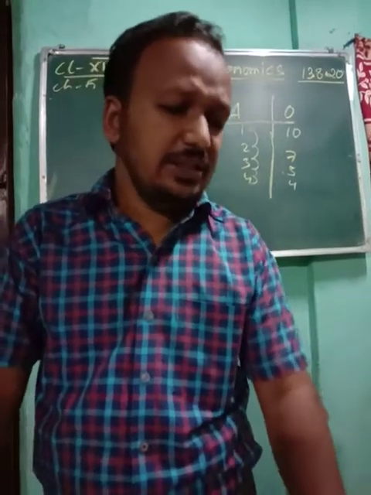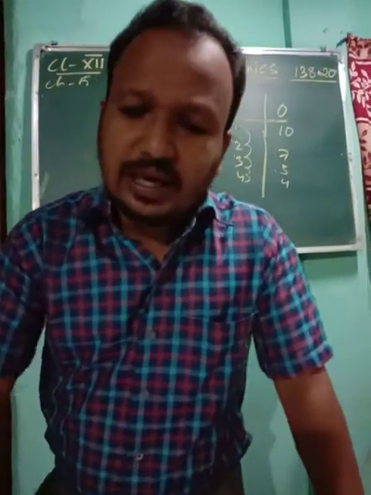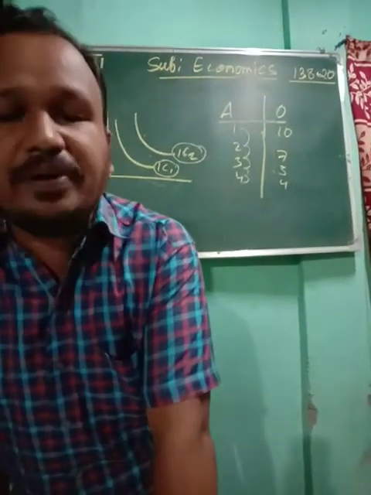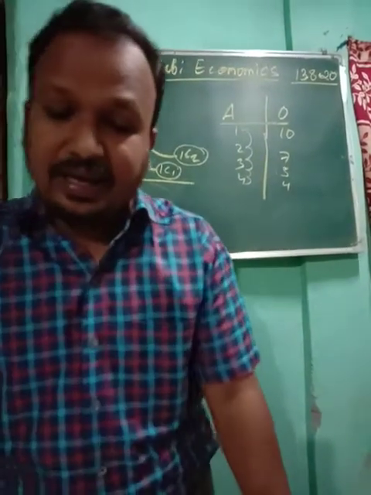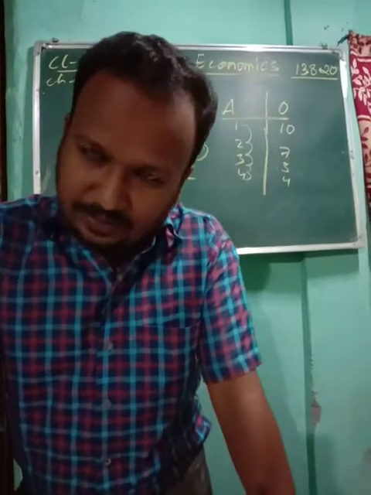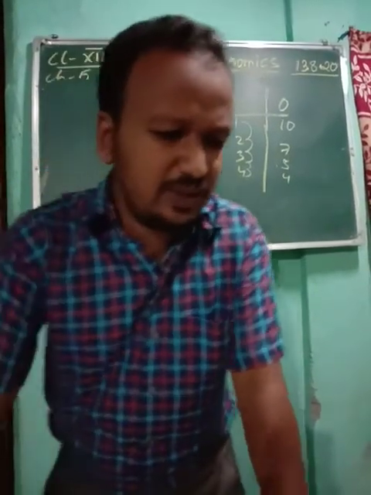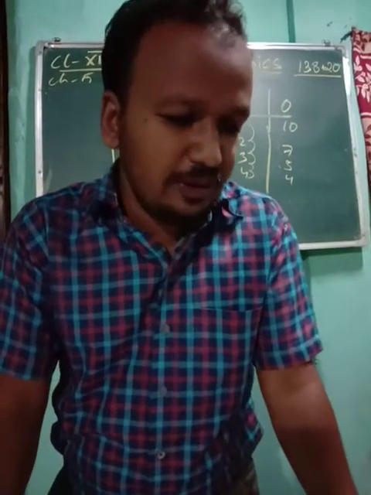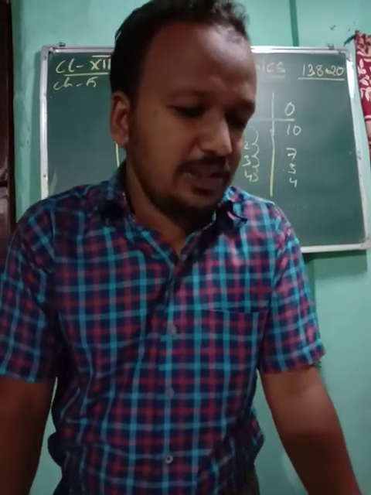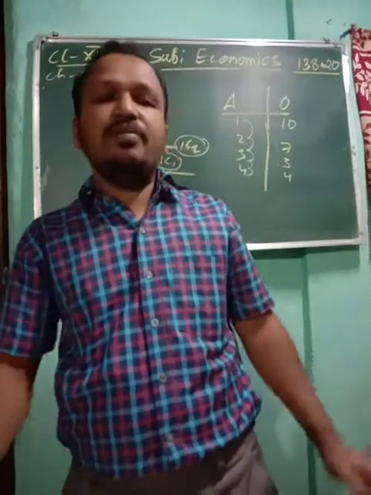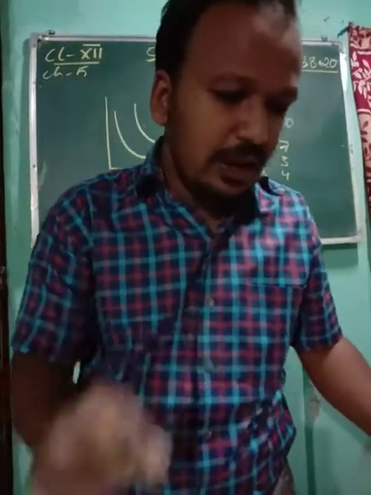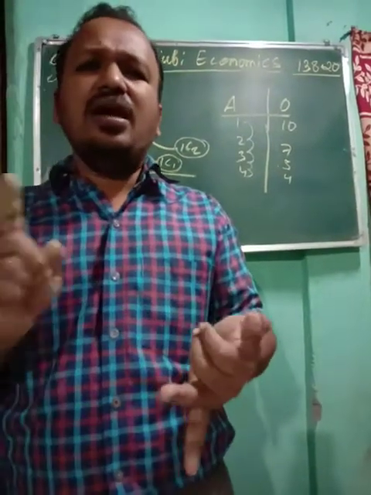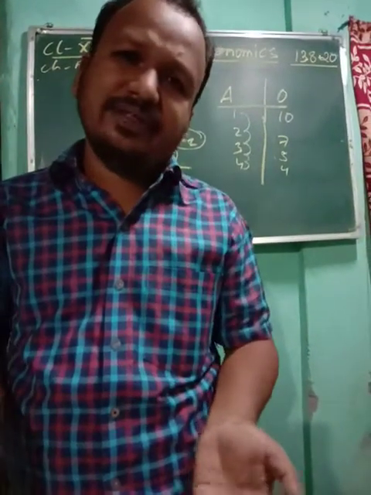So listen to the definition. It is the price line which shows the combinations of goods that can be purchased if the entire money income is spent. This is one definition. Another definition: a budget line shows the various combinations of two commodities which can be purchased with a given budget, that is, with a given income at given prices of two commodities. That means income is given and the prices of the commodities are given, so that is your budget.